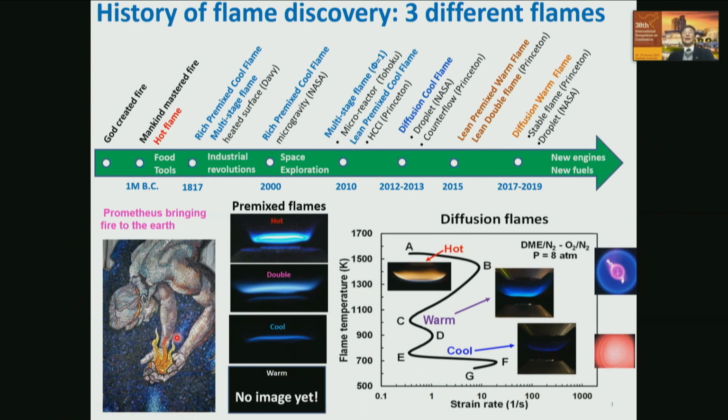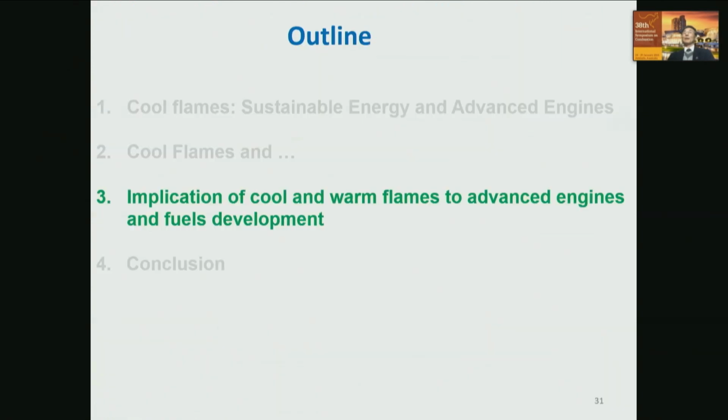If you look at the artist's plot in this picture, you can see that the artist is showing three colors as well: red, white, and then yellow. It seems like the artist knew that there are three kinds of flames better than us. And then, what is the implication of these flames for engines and fuel?